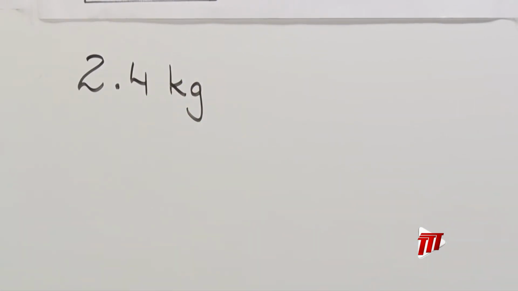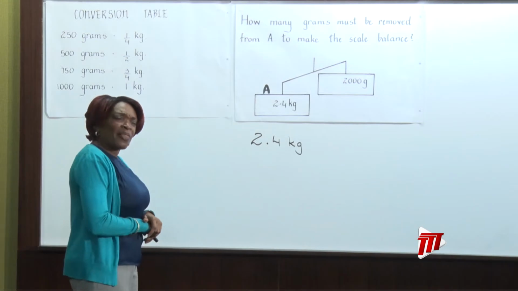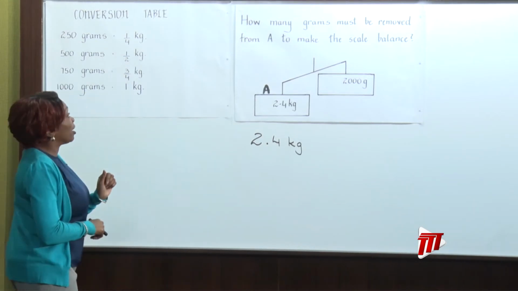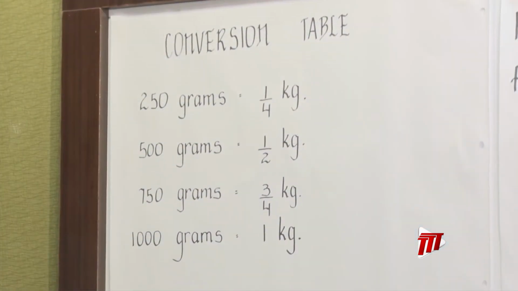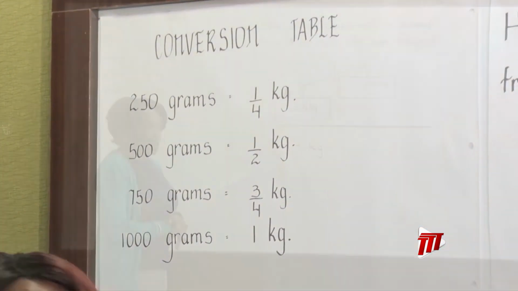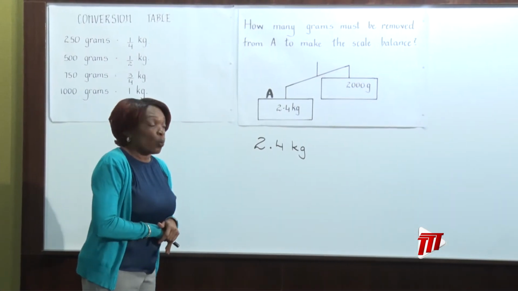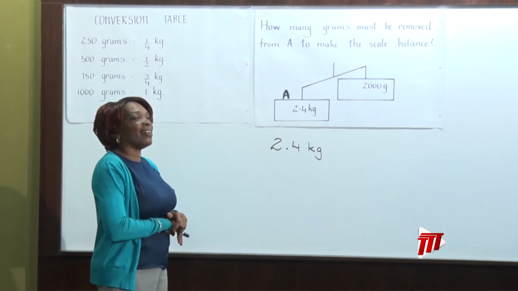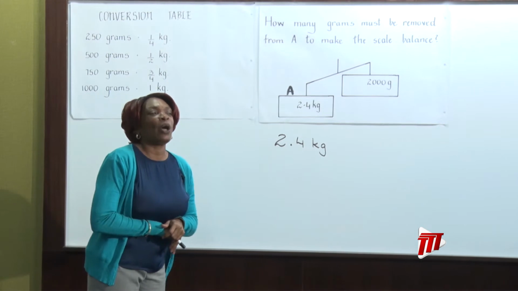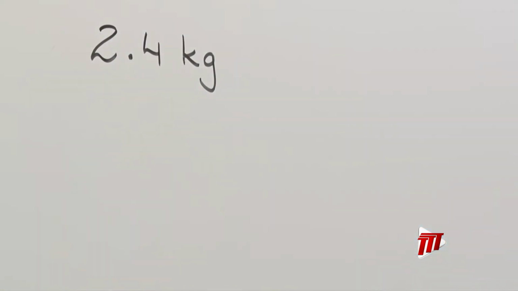All right. How many grams are there in a kilogram? Let's go back to our conversion table. 1,000 grams. So 1 kilogram is equal to 1,000 grams. How many grams will we find in 2 4/10 kilograms? Remember, we are multiplying by 1,000. So we'll get 2,400 grams.